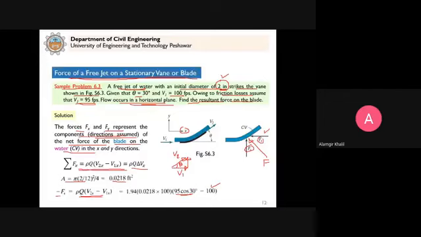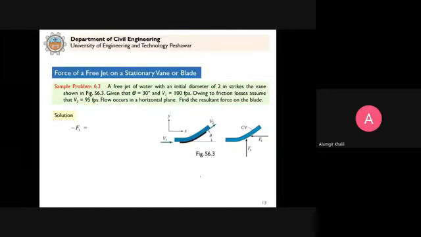So this will be equal to v2 cos of theta, and this will be equal to v2 sine of theta. So now we have v2 cos of theta in the x direction. That's why it is v2 cos of theta minus v1. So we can calculate the value of this force, and F comes out to be plus.